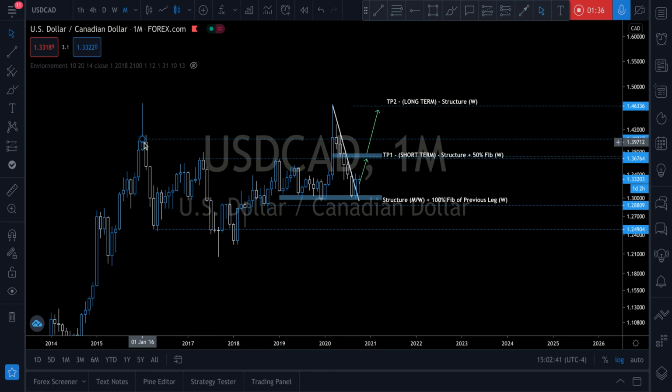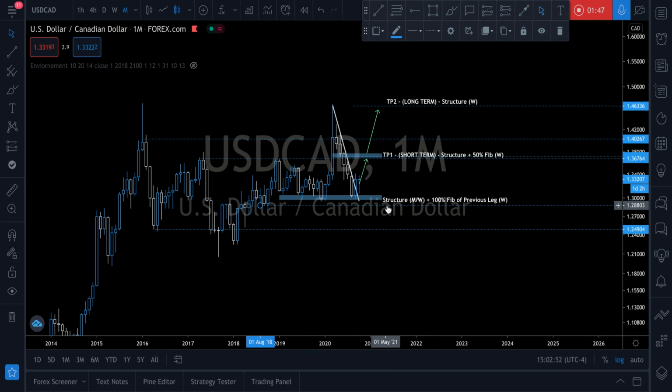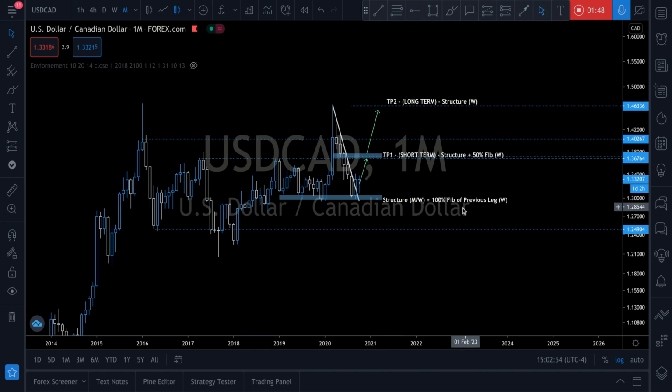You can see right here the previous support or resistance zone turned to be resistance. Just need one more to confirm it. However, with this structure area right here, we could see that it was monthly, weekly structural support. We got a 100% fib retracement of the previous weekly leg, which was this leg right here. That's why we wanted to treat this area as a viable opportunity for us to buy once more.